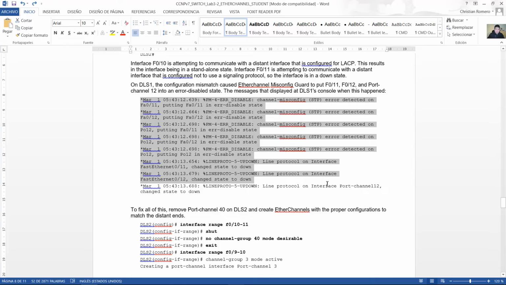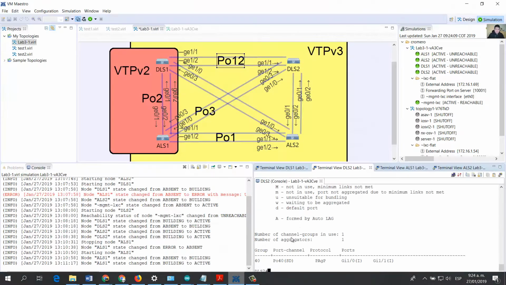Okay, verify the messages on the switches.